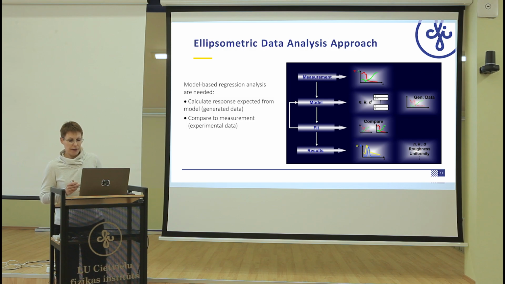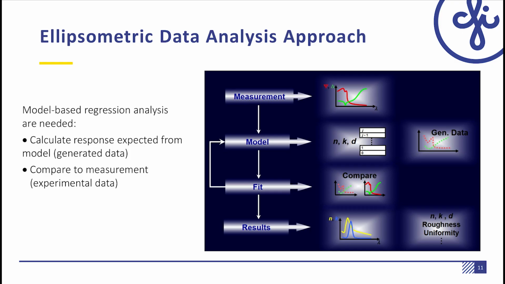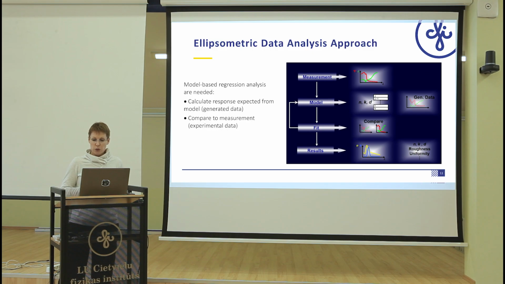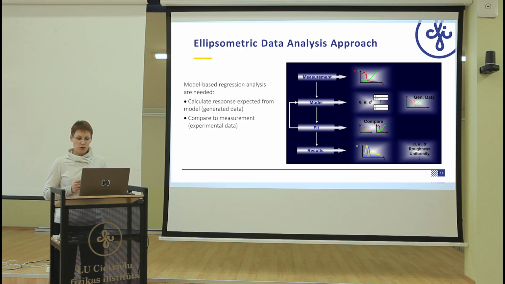Here you can see the model-based regression analysis workflow used in spectroscopic ellipsometry, because in ellipsometry it's not enough just to make an experimental measurement of psi and delta, which are a function of wavelength or photon energy. We have to apply a model to understand how these psi and delta describe our sample. Here you can see this approach, which consists of the following steps.